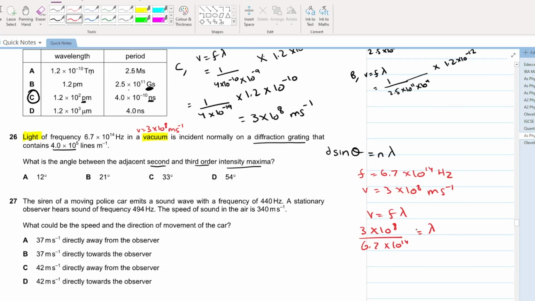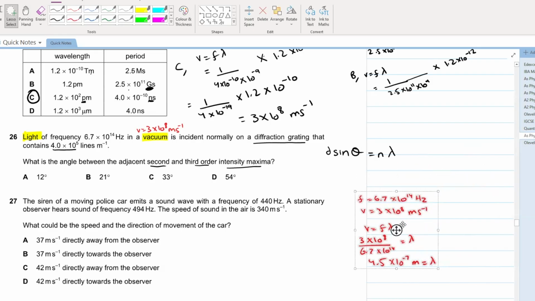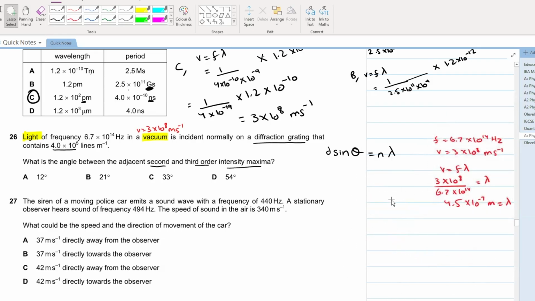Let's calculate the lambda. 3 into 10 to the power of 8 divided by 6.7 into 10 to the power of 14. This comes out to be 4.5. 4.5 into 10 to the power of minus 7 meters is your lambda. Now you know the lambda. Literally only half of the question is solved. You also don't know d.